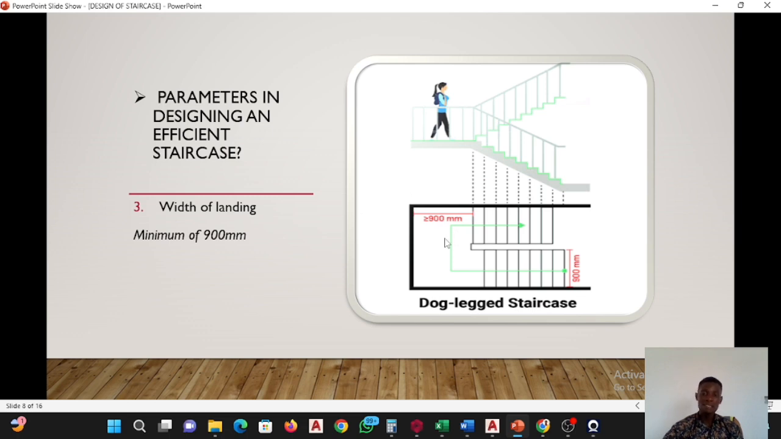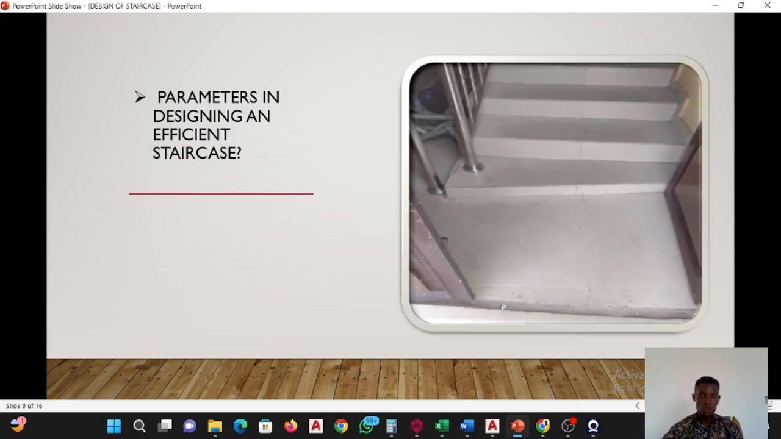Now the landing is designed to accommodate people. Probably you have come to this stair, or when you get here, you need to take a rest because you stressed yourself, you expended some energy here, so you need to take some rest before you continue. So the landing is regarded as a resting place. Okay, I think this is one of the things I saw before coming up with this video.